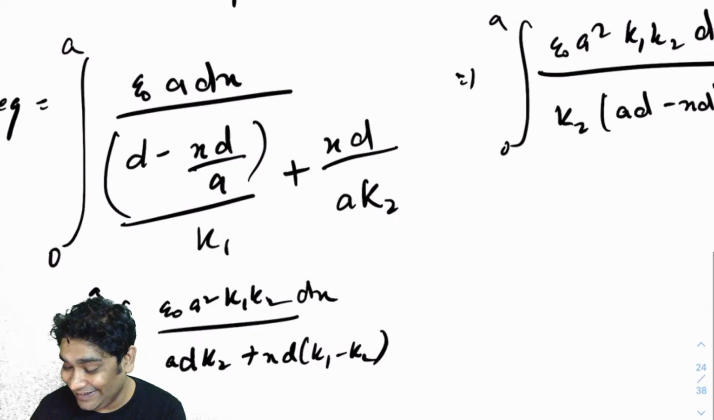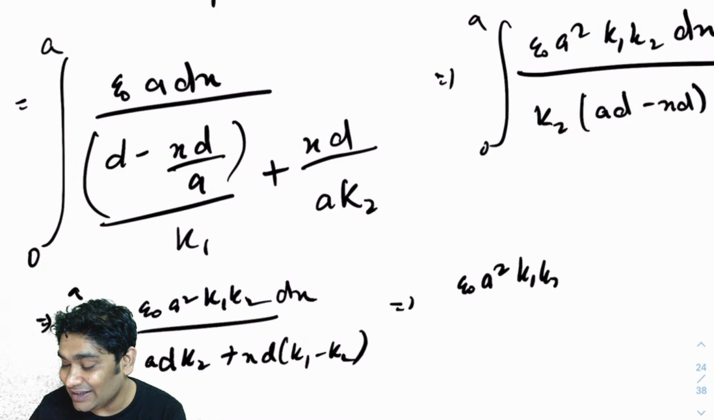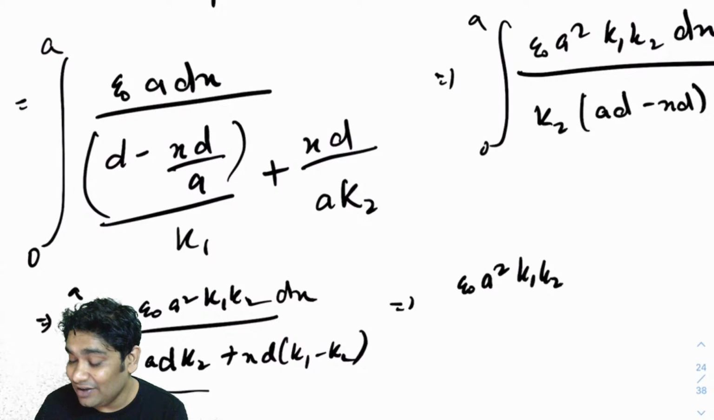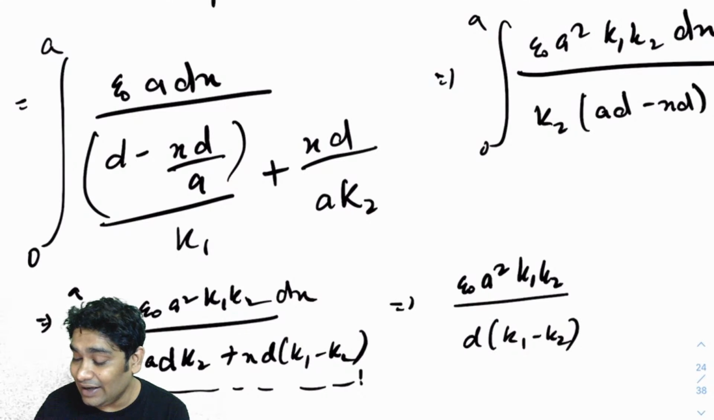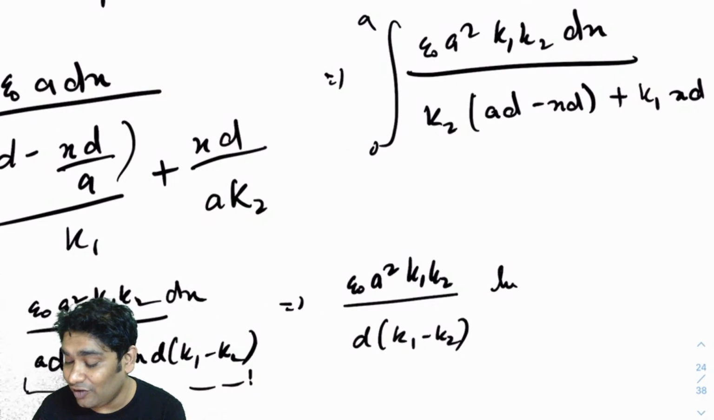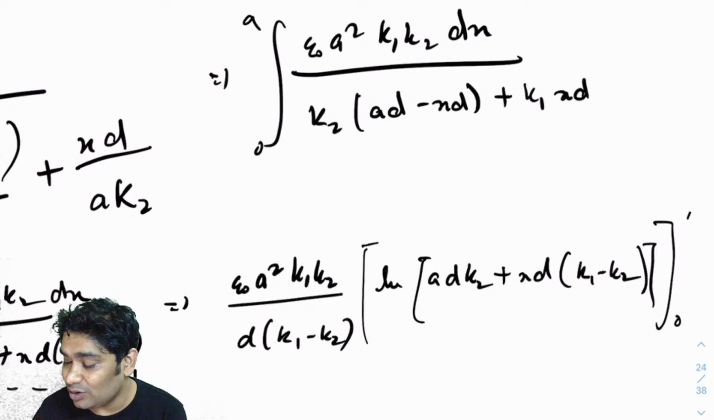So you will get, integral of this would be, you take all the constants outside. If you integrate this, you will have 1 over d times k1 minus k2, and inside you will have ln of a d k2 plus x d k1 minus k2. Again, limits going from 0 to a.